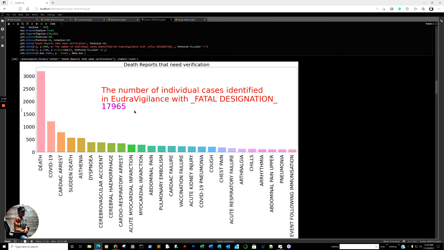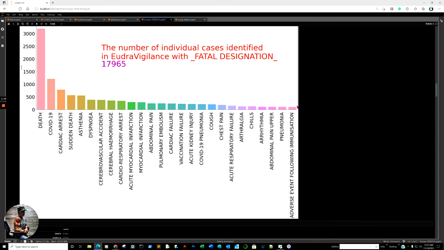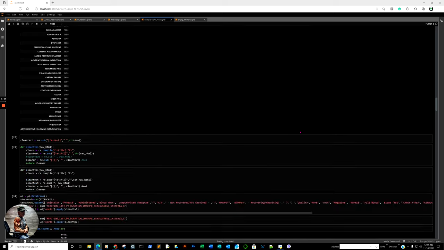Fatal designations is tough because I have to weed through this. Even though it says 17,965 with a fatal designation, remember we said it could have two reports. The way EudraVigilance works, symptom reports can be linked to the same person. So, for example, if headache and chills are on there, headache will have a fatal designation and chills will have a fatal designation, which gives you a false high on the number of designations. So I have to weed through that to find out what exactly it is, and so on and so forth.